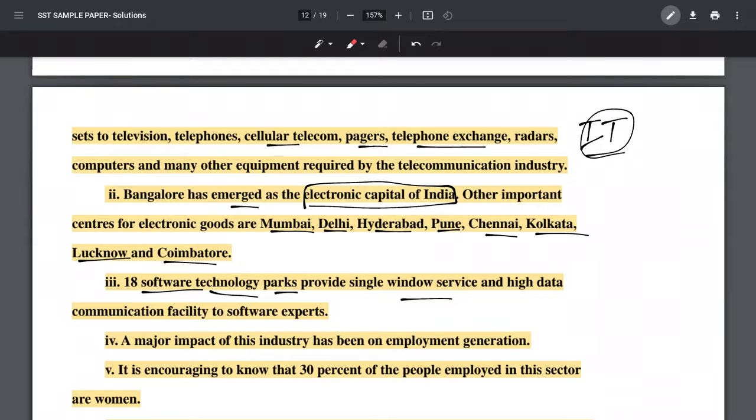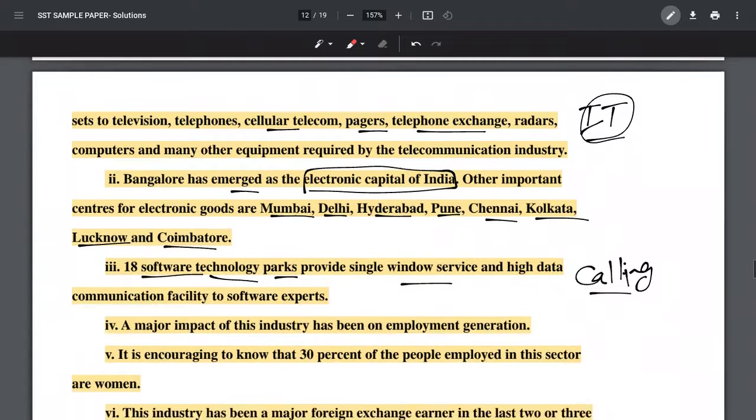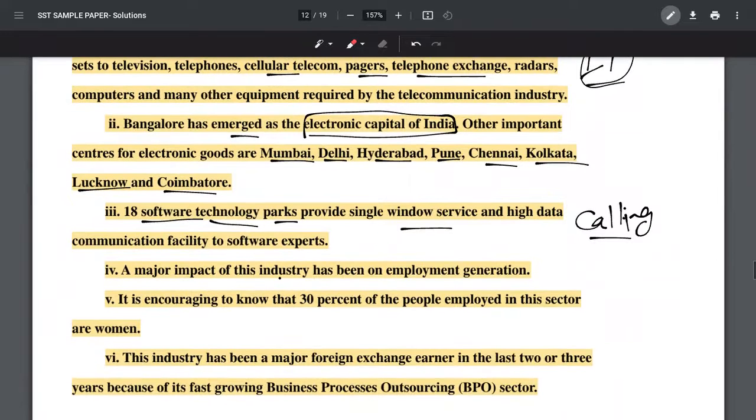Like for communicating, there are so many, like Jio, Airtel, and many kinds of phone options which you can use for calling and communication. There are so many offers, we get free data and all. That's all related to our software, isn't it? Now, a major impact of this industry has been employment generation. People are getting more and more educated and employed and are working in the IT sectors of the world. It is encouraging to know that 30% of the people employed in this sector are women.